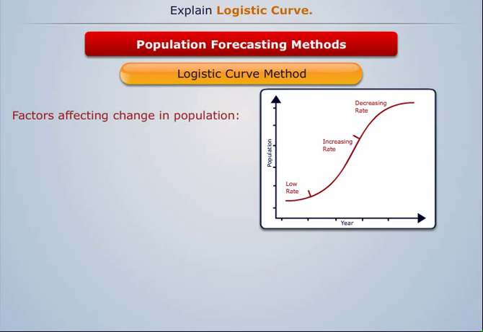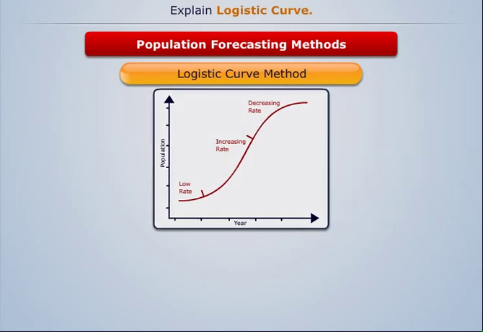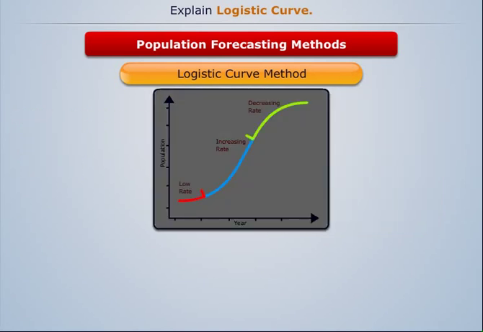As we know, change in population is due to several factors, and some of them are unpredictable. Some are fertility, birth rate, death rate, migration. Depending on these factors, the curve can be further broken down into three parts.